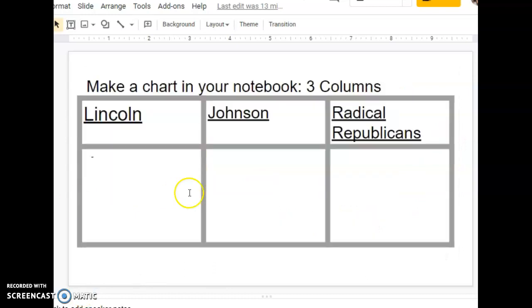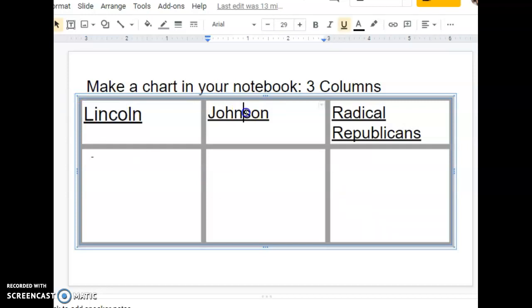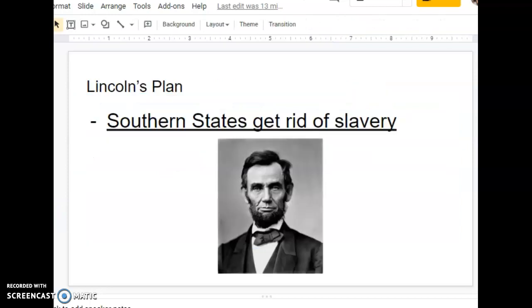You need to draw this chart in your notebook. I would make it almost a full page because I think you're going to fill it. So we're going to talk about the Reconstruction plans of Lincoln, Andrew Johnson, and then the Radical Republicans. So let's start off with Lincoln.